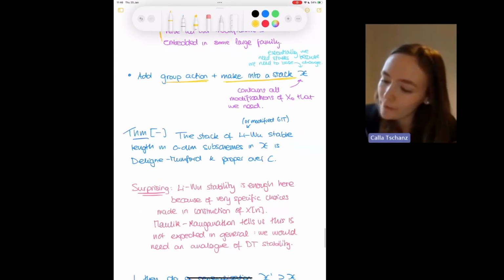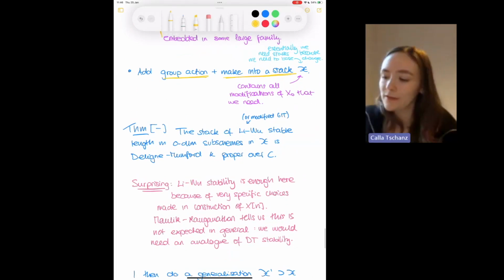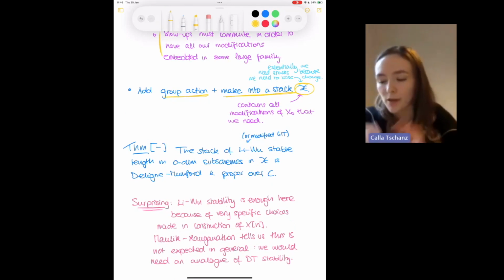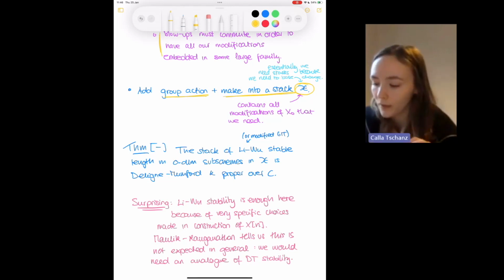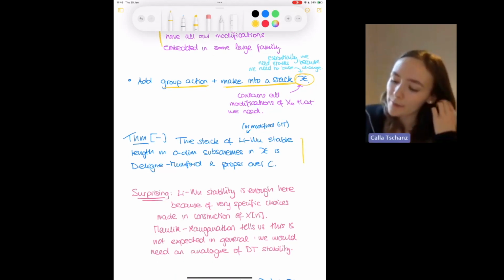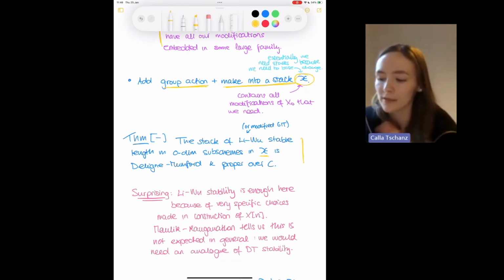Okay, maybe it's not super important right now. We do all of this and get this stack X, which contains all of the modifications we've made in order to represent our limits. It contains all of our original fibers from our original family. With this, I can prove the following theorem. The stack of Liu stable length M zero-dimensional subschemes in this X is Deligne-Mumford and proper over C. And obviously, by construction, it will have all the properties that we wanted it to have.